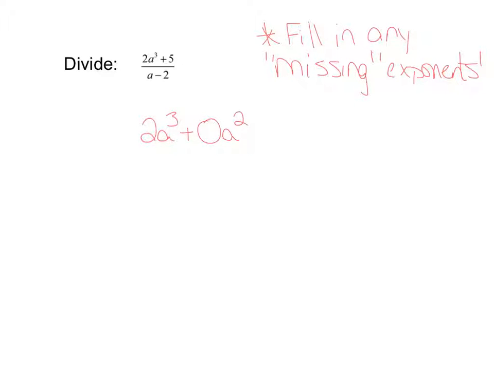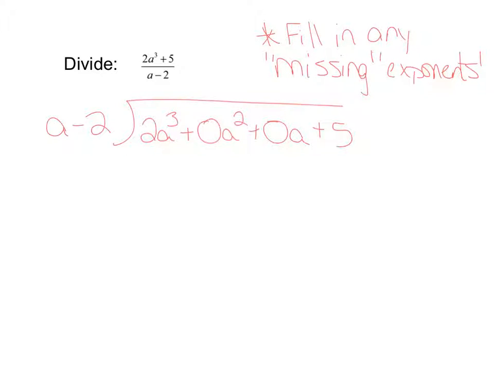Okay? My next lowest exponent would be a. How many a's are up here? 0 a's. And then my constant, he's good, okay? So that's what goes in my house. Notice the placeholders, and you'll see why we need them in a minute. Now, a minus 2 is fine. It's got an exponent of 1 and then a constant. So if anything were missing in the divisor, we would also have to do that placeholder thing.